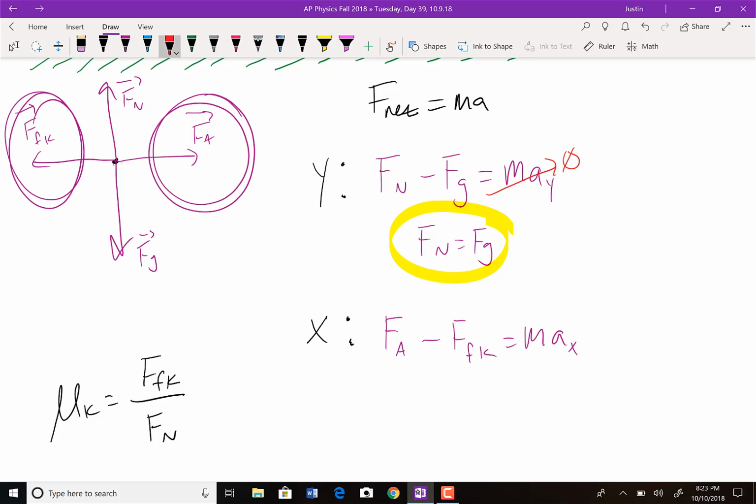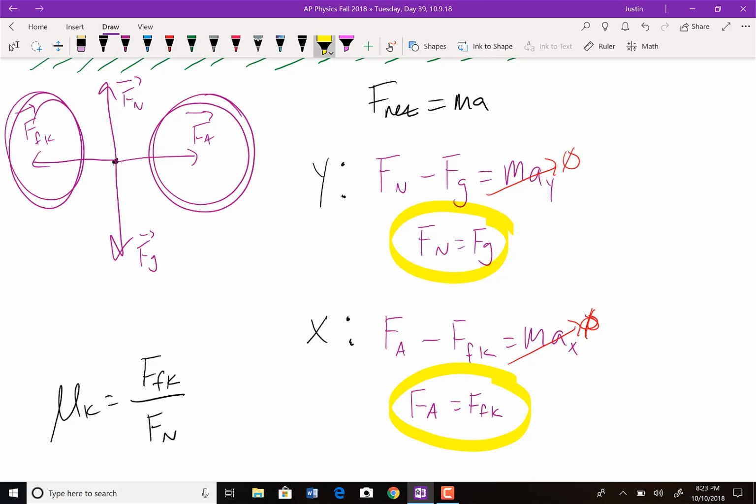But if the object's moving at constant velocity, the acceleration along x is 0. So all this becomes 0. And that gives me, adding the kinetic friction to both sides, that the applied force is equal to the kinetic friction force. And that's another relationship I got right there.